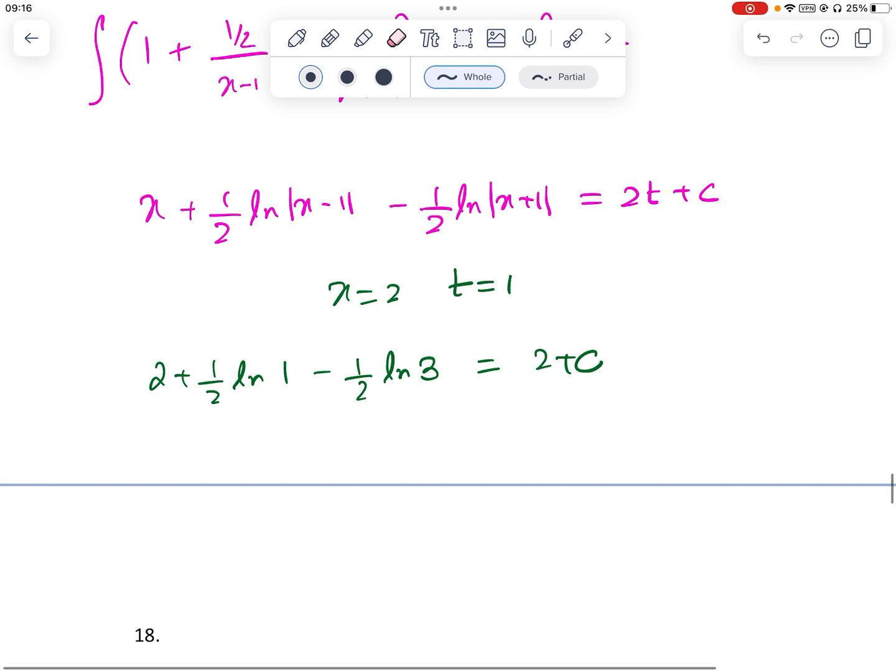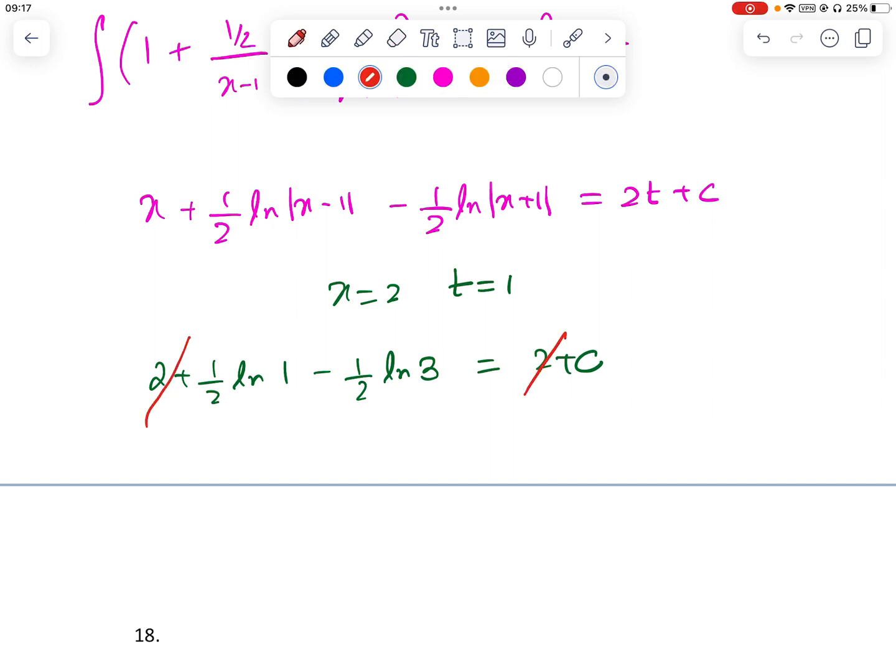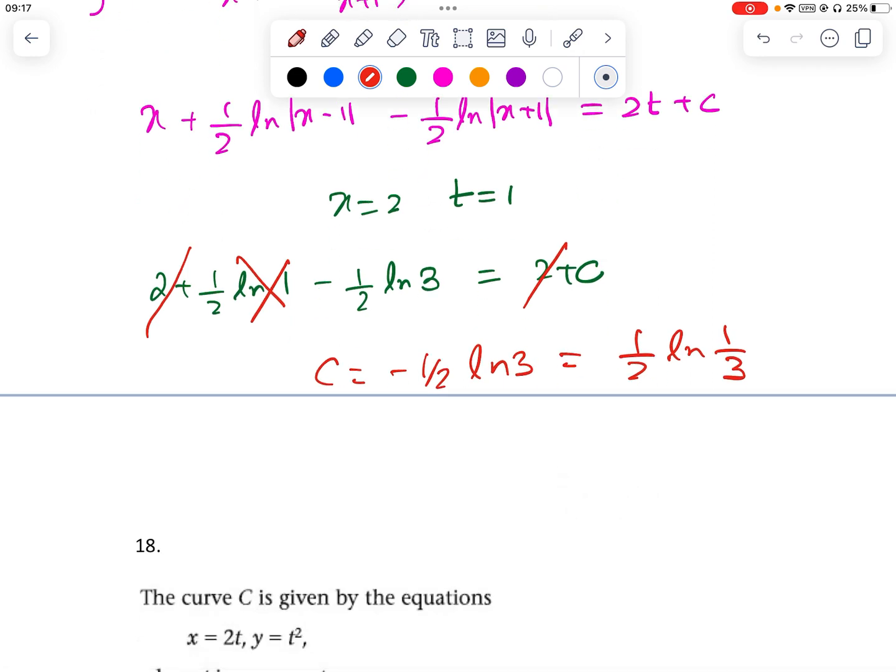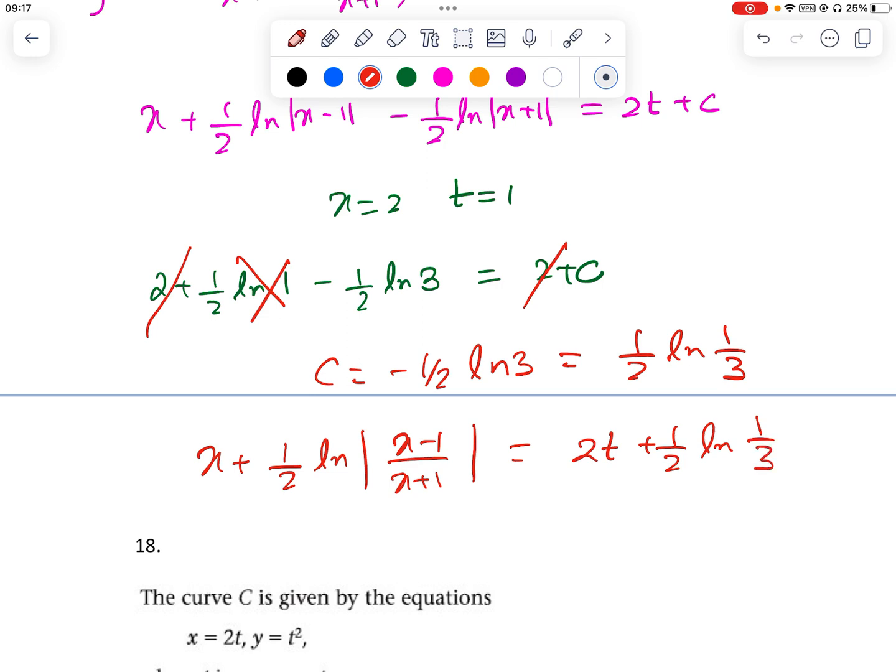Rather than simplifying it in this way, what I will be doing is better. I will be simplifying in another, easier way, which lets us get the answer properly, or we can still leave it over here. We can still do that. 2 and 2 get cancelled, ln 1 is 0 so it cancels, so c equals negative 1/2 ln 3, or 1/2 ln(1/3). That negative symbol can be taken away. This is the best way to do it. So what is the final answer? x + 1/2 ln((x - 1)/(x + 1)) equals 2t + 1/2 ln(1/3). This is going to be the answer.